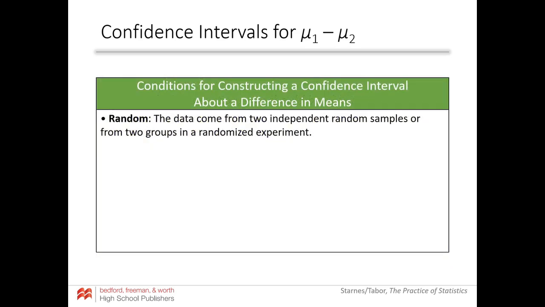All right, so we still have our three conditions. The first one is random. If we're doing a difference of means, then we need two random samples or two groups in a randomized experiment, so it still needs to be random. We want each of those sample sizes to be less than 10% of each of the populations.